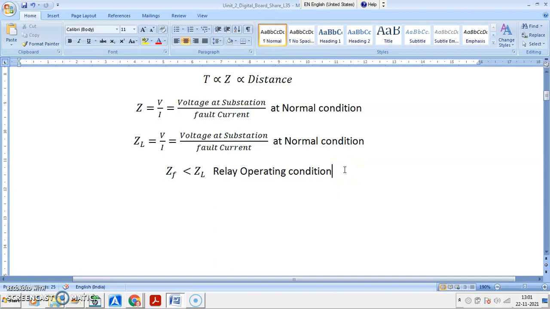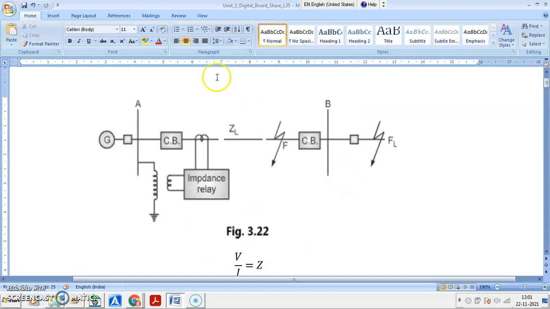Are you able to understand what I have mentioned? So here the relaying operation. This is the circuit breaker. Near to this circuit breaker, this is a relaying system. This impedance relay is provided. This is CT. Okay. Now this is the line you are having. So this impedance, this is ZL.